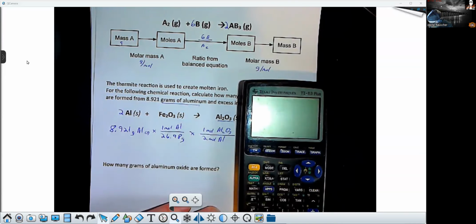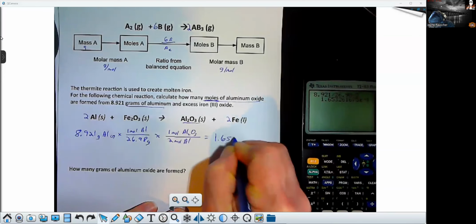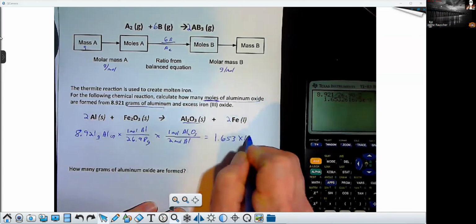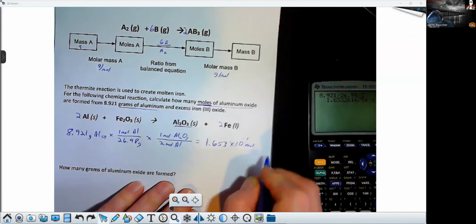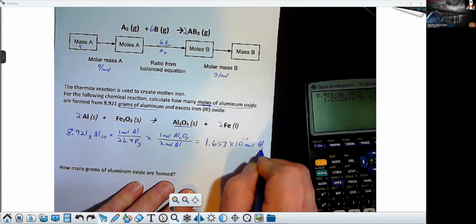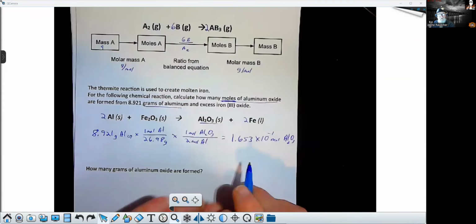All right. So 8.921 divided by 26.98 and then divided again by 2 equals 1.653 times 10 to the negative 1 mole Al2O3. Okay, so there's the answer to the first part.